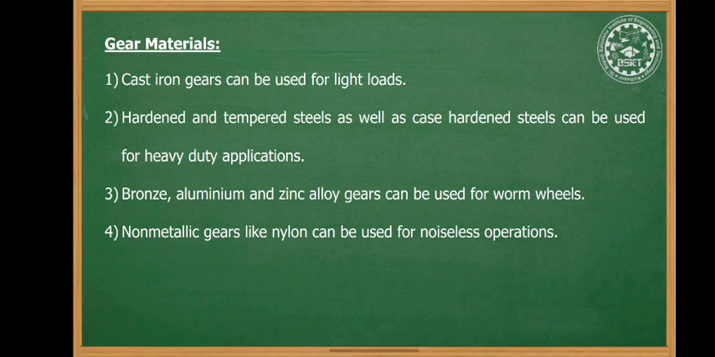Gear materials. For the manufacturing of gears, the following few materials are used. First is cast iron. Cast iron gears can be used for light loads. Hardened and tempered steels as well as case hardened steels can be used for heavy duty applications. Bronze, aluminium and zinc alloy gears can be used for worm wheels. Non-metallic gears like nylon can also be used for noiseless operations.